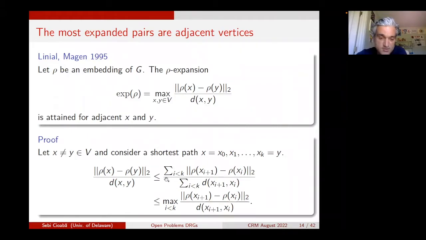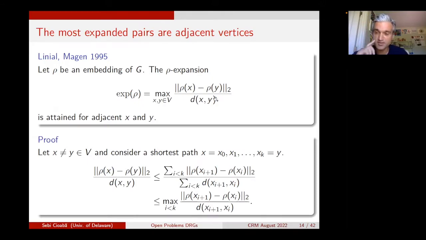And this expression will be at most the maximum of this quantity of rho of xi plus 1 minus rho of xi divided by the distance between xi plus 1 and xi. But that distance between xi plus 1 and xi is 1. So if you want a pair x and y where this is maximum, they have to be adjacent. So that's what this is trying to show. So again, maybe it's helpful to think of it in this way, that the most expanded pairs x and y are going to be the ones where this denominator is the smallest, where it is 1.